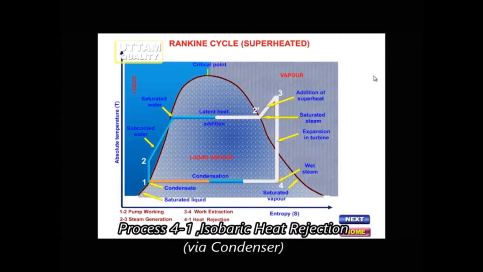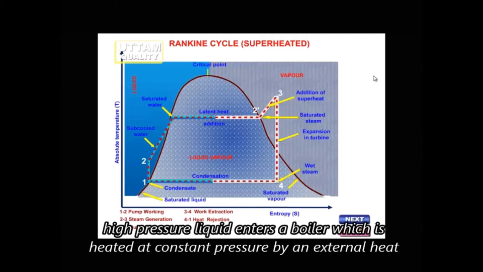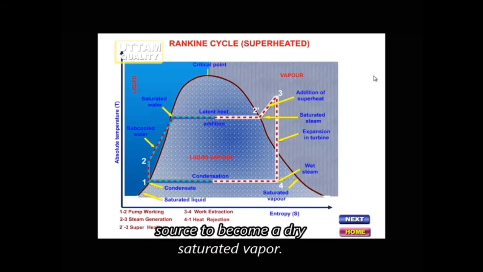Process 4 until 1 is isobaric heat rejection via condenser. High pressure liquid enters a boiler which is heated at constant pressure by an external heat source to become a dry saturated vapor.